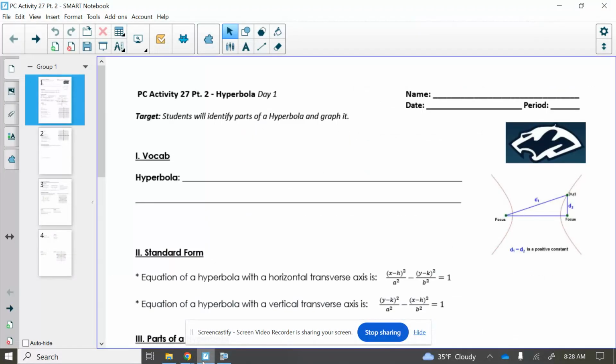Hi everyone, and welcome to Activity 27, Part 2. Today we are going to talk about our hyperbolas.